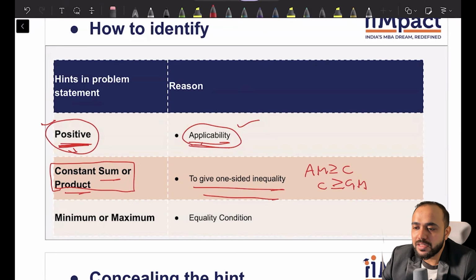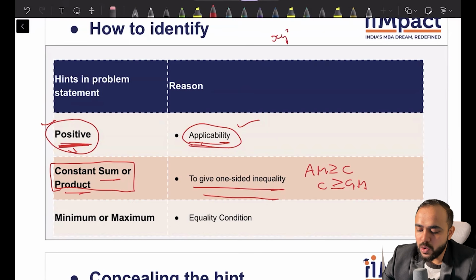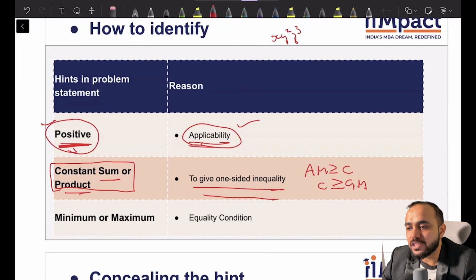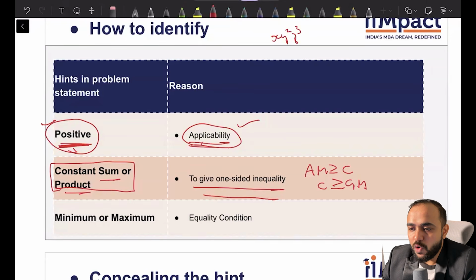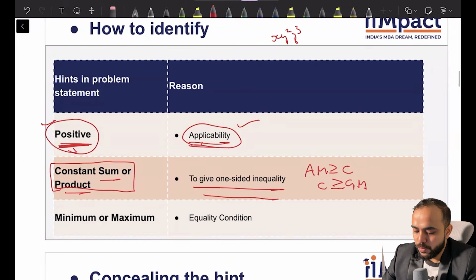As I just previously showed to you, for x y squared z cubed, you honestly wanted x plus 2y plus 3z. However, we were able to manipulate the given equation, the given result, according to what I wanted. And that is what I meant when I said AM-GM is extremely agile. So, some summation or product should be constant, which will help you by giving you a one-sided inequality. A two-sided inequality, honestly, is not a big deal.